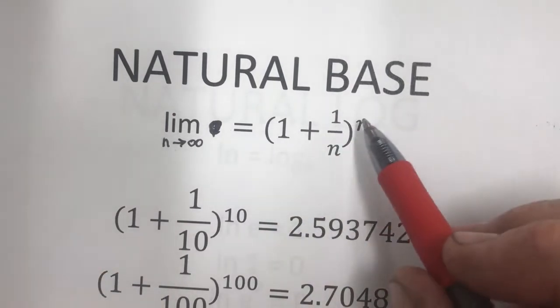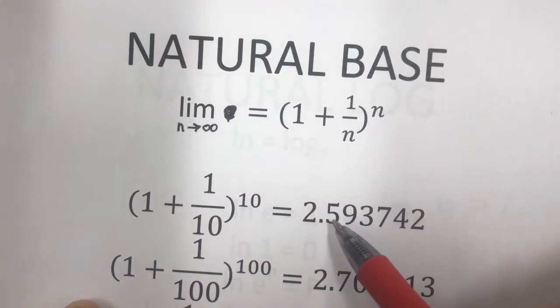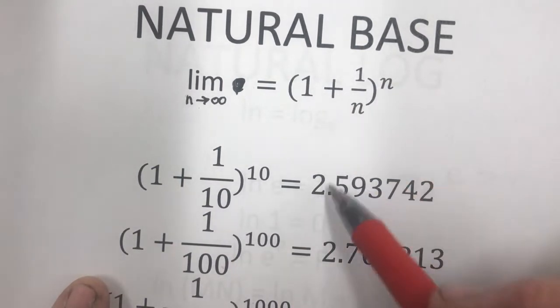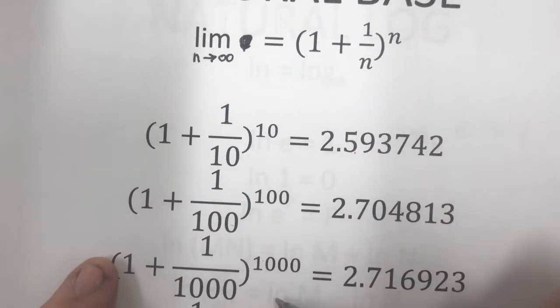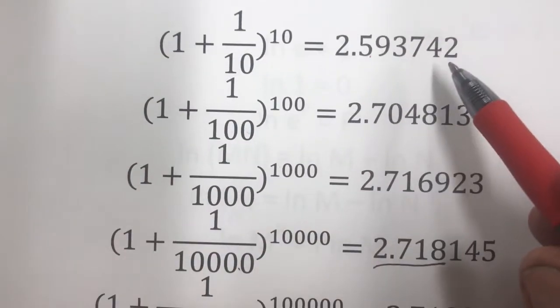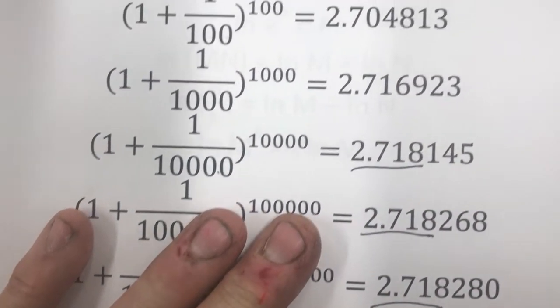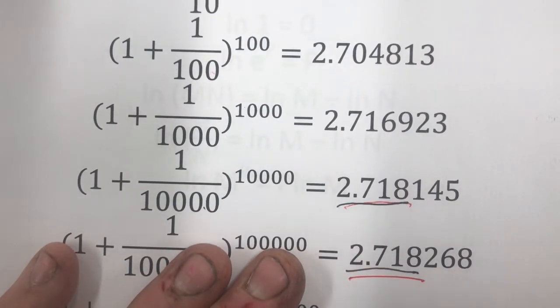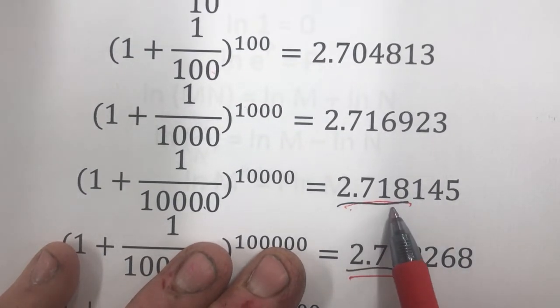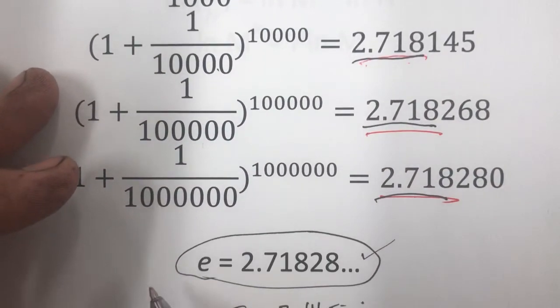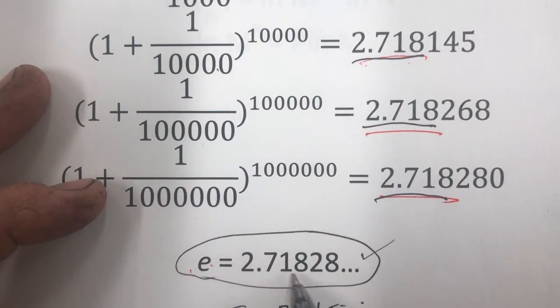Well, if I put 10 in for n, I get this. If I put 100 in for n, I get that. If I put 1,000 in, 10,000, 100,000, 1,000,000, this is what I get. And notice here how it's kind of leveling out at 2.718. And in fact, e is the natural base, and it's this right here.